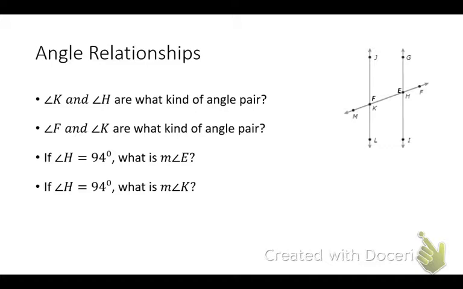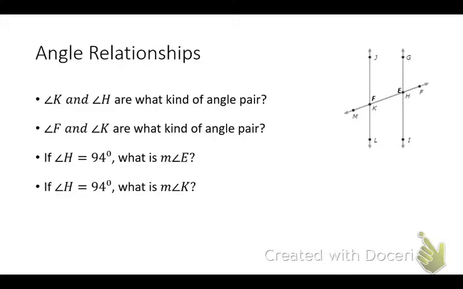Okay? So, angles K and H. Look at them on the diagram. Angles K and H are what kind of angle pair? Here's your choices. Are they vertical angles? Are they adjacent angles? Write it down. Or are they corresponding angles? Okay? So write it down on your desk. Then answer the question, what kind of angle pair is angles F and K? So go ahead and write those two down. Okay, so you can come spin the spinner.